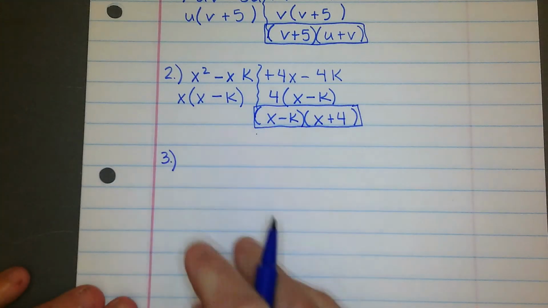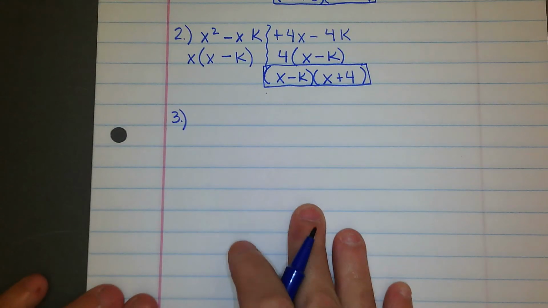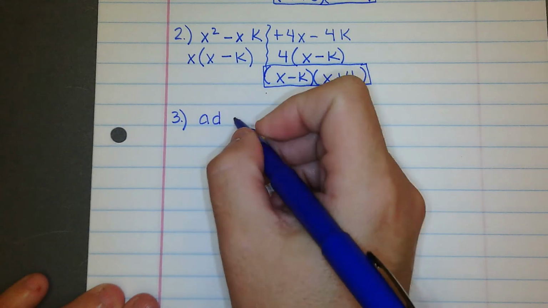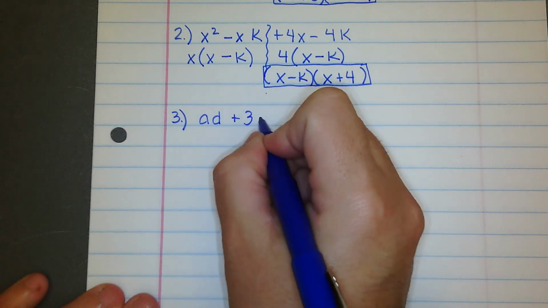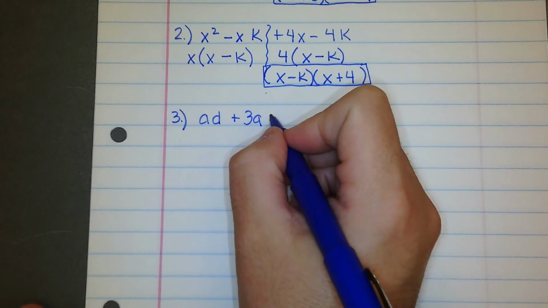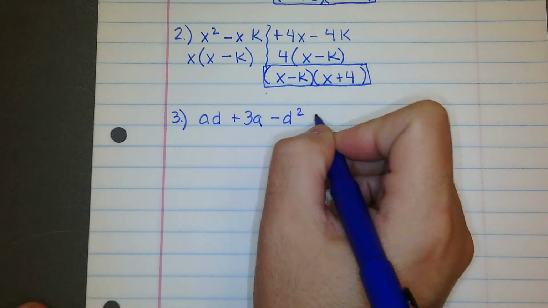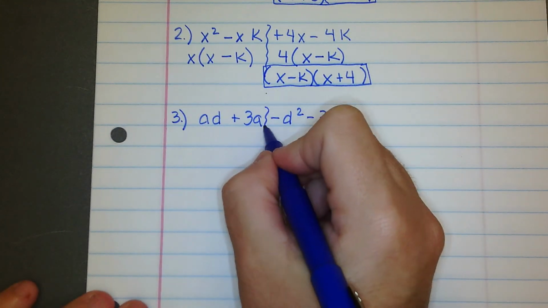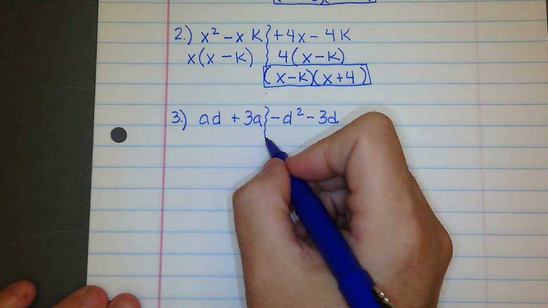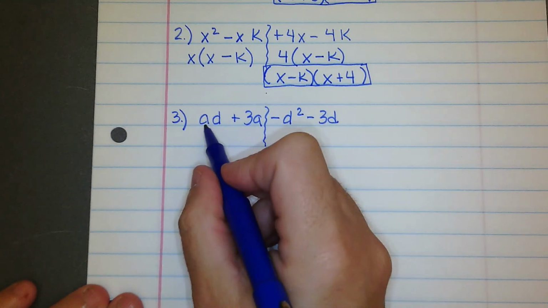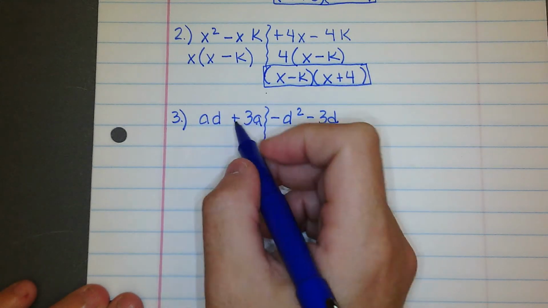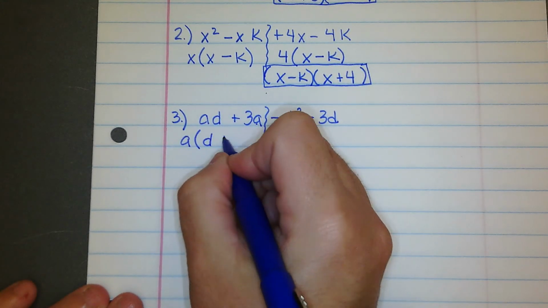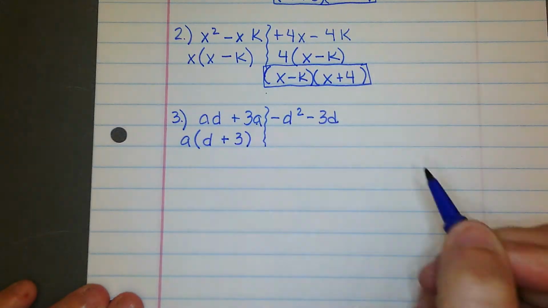Number 3. AD plus 3a minus d squared minus 3d. Crinkle cut down the middle. We're going to GCF the left. We have AD and 3a. They each have an a. When I take a out, I get d plus 3.